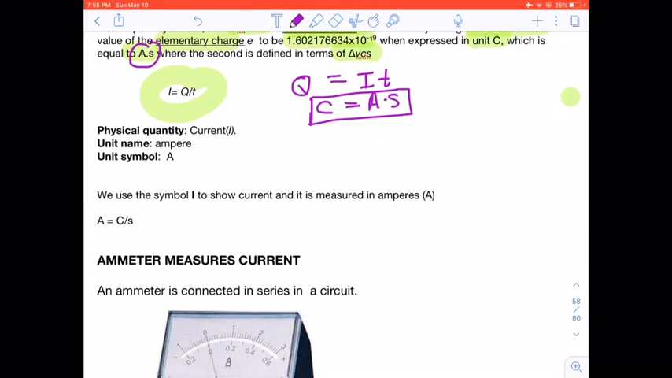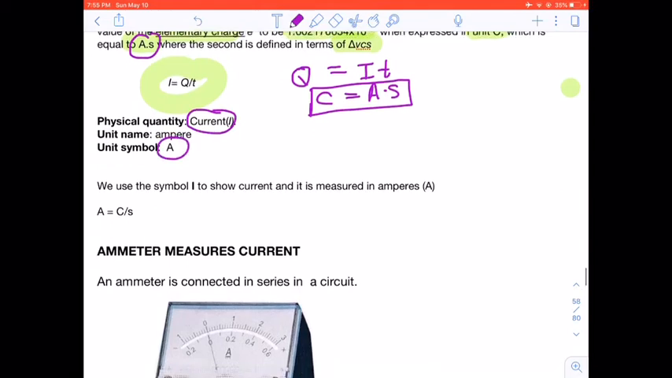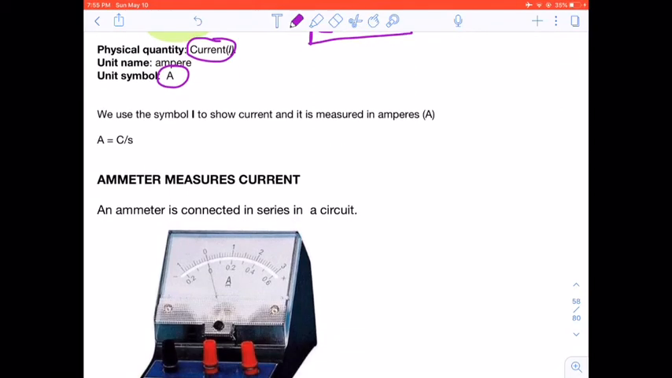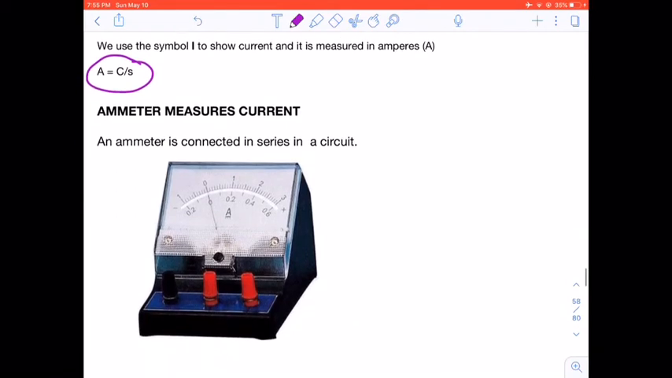Right, so if you look at current, it's measured in amperes, right? And like I said there, an ampere is equal to a coulomb per second.